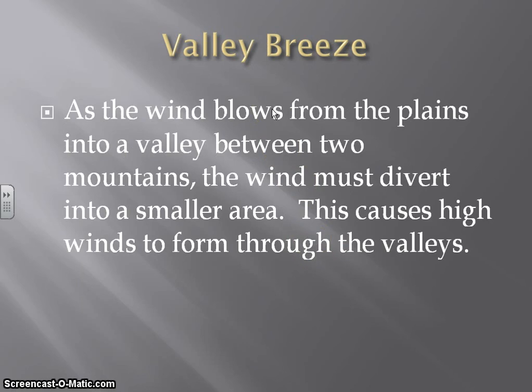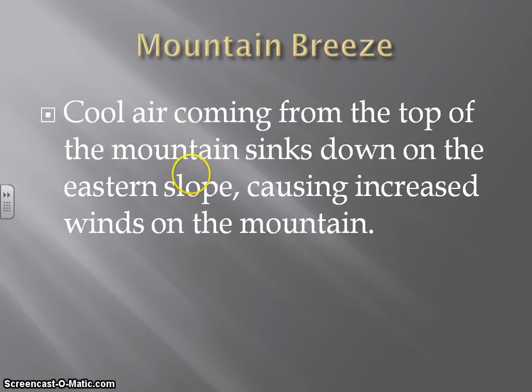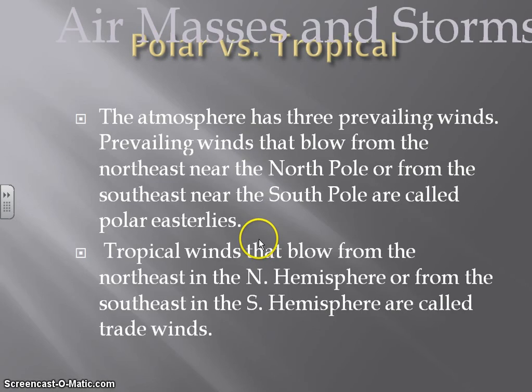Valley breeze is called that because the same volume of air that was going across the plains now has to squish between two mountains, and so the flux of air, the velocity of the air itself, is going to increase. The wind feels higher, faster. Mountain breeze happens when the cool air falls down from the mountain top. It's more dense, and so it's falling down the mountainside, and it's going to cause, again, the air to move.